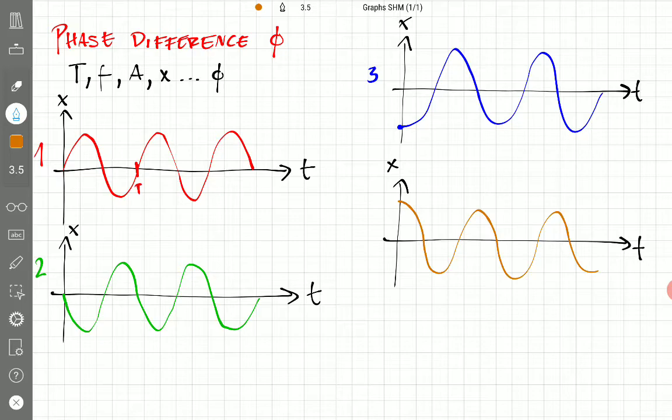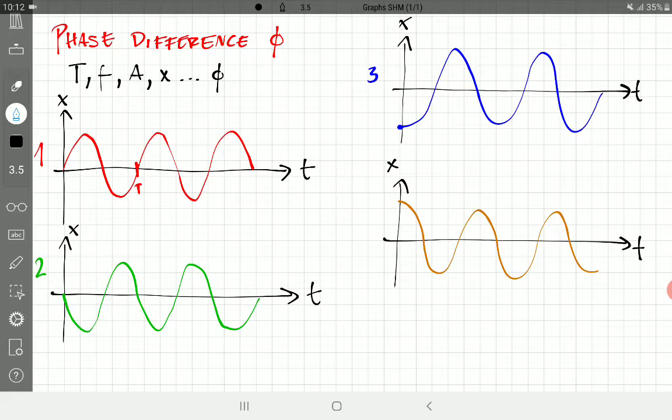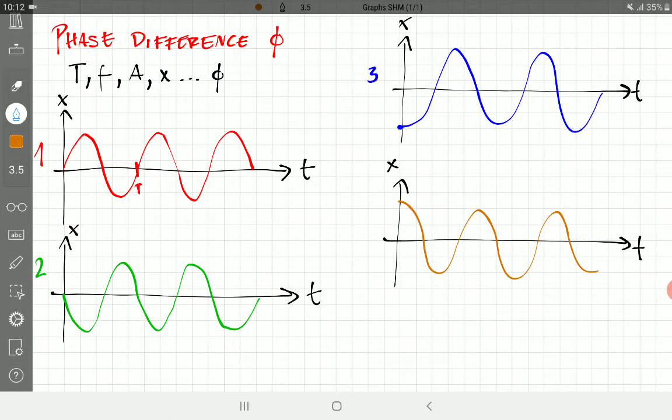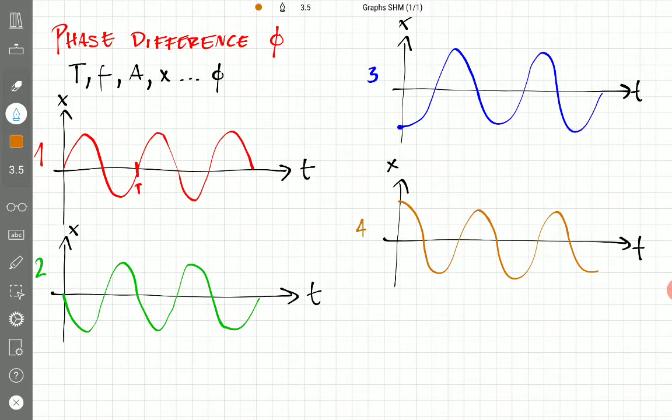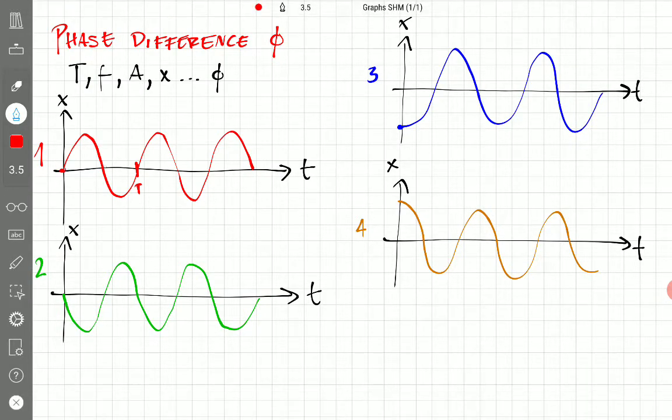Obviously, you could compare them in terms of the period, right? You can say that one is like, let me just number them to make reference clearer. You could say that number 2, for example, is like number 1, but if you start it half a period later, right? So you don't start here, but you start half a period later, and then you have number 2.